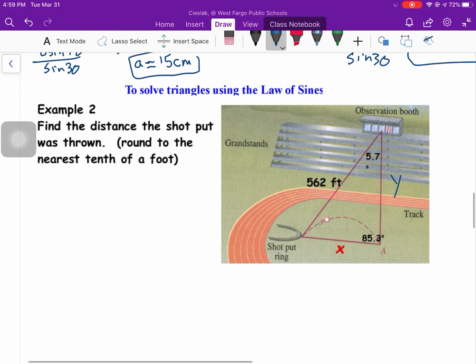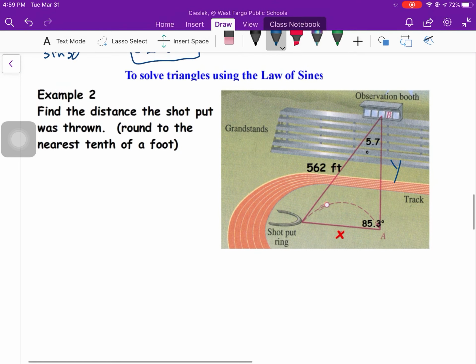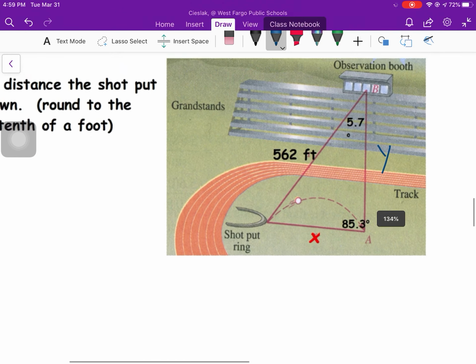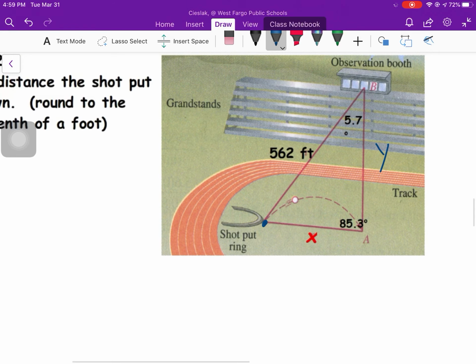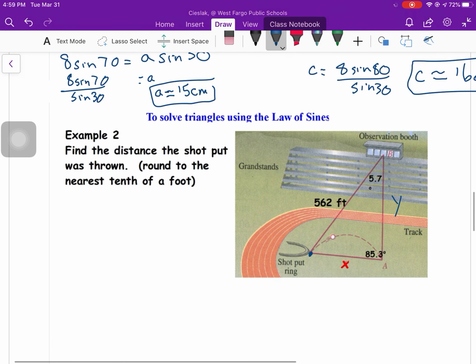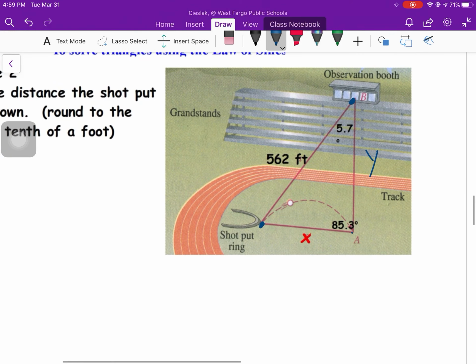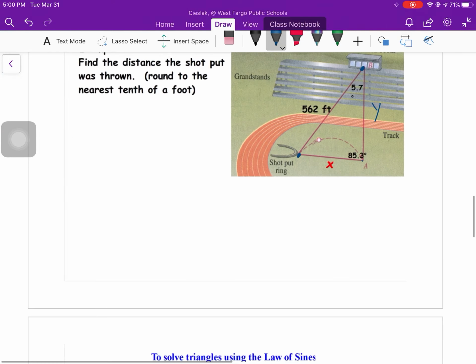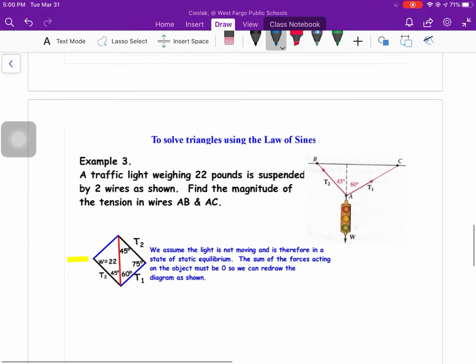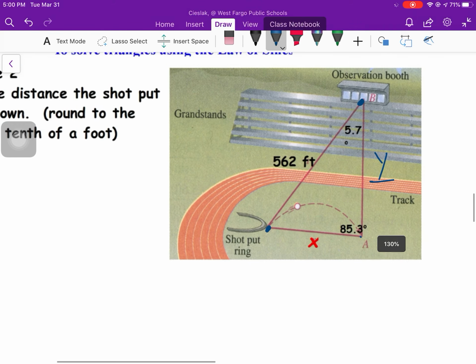Okay, example 2. Find the distance the shot put was thrown. So we're looking at, this is where you start. Someone in the observation booth up here is looking from where you started to where you ended was an angle of 5.7 degrees, and I gotta find that value of x. Now notice I added y here just so that we get one more to practice, because I've only got one more example and I don't know that I even really want to do that one.